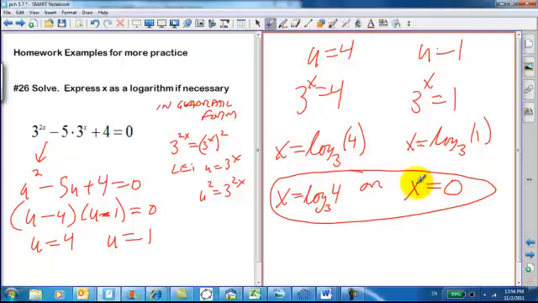Let's check them real quick. You put in 0. 3 to the 0 is 1. 1 and 4 is 5. 5 minus 5 is 0. That checks out. Log base 3 of 4 is a little trickier, but when you put the log base 3 of 4 in here, you just get 4, so you get minus 20 there. 3 to the log base 3 of 4 squared here is going to be 16. So 16 and 4 is 20, minus 20 equals 0. So they both check out.